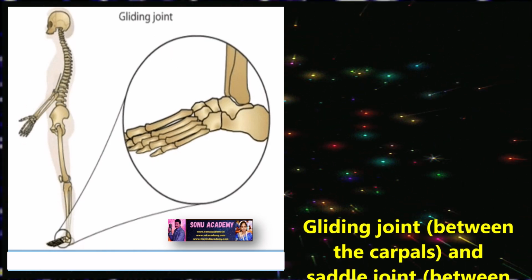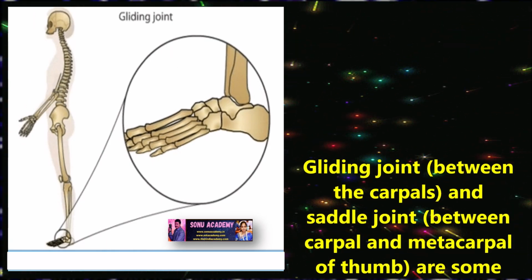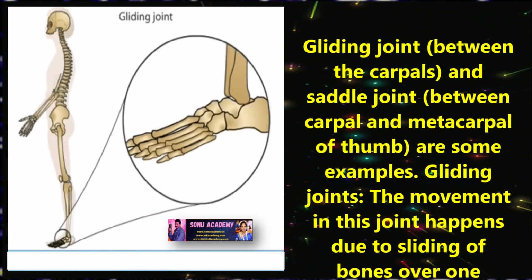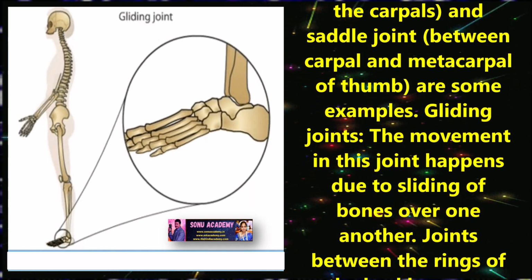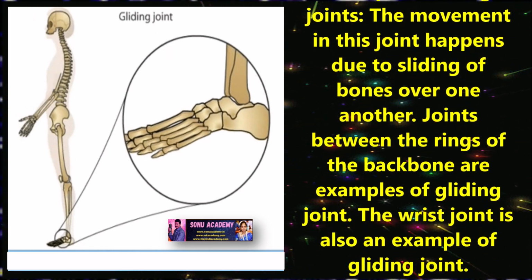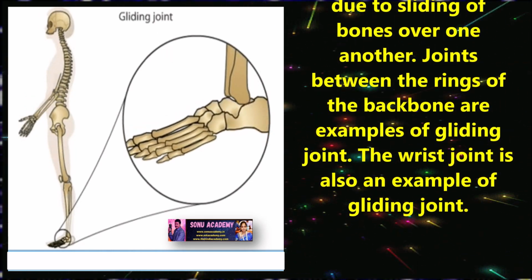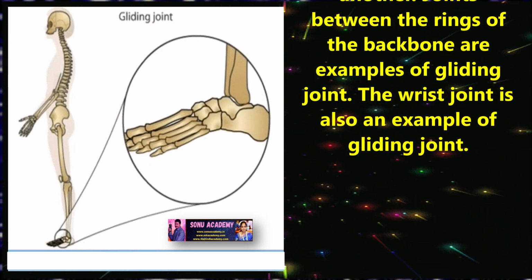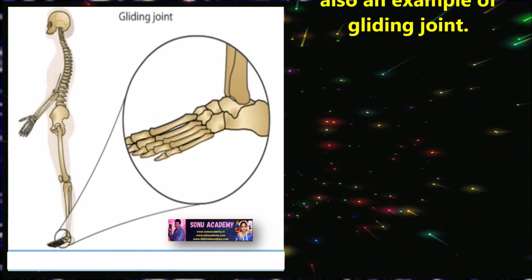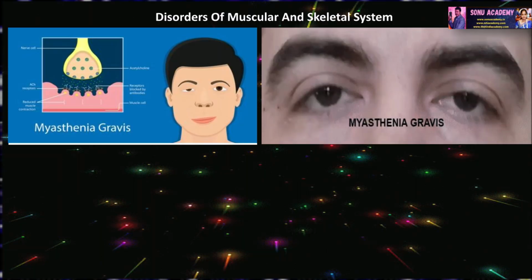Gliding joint. Gliding joint is present in between the carpals, and saddle joint is present in between the carpal and metacarpal of the thumb. Movement in this joint happens due to sliding of bones over one another. Joints between the rings of the backbone are examples of gliding joint. The twist joint is also an example of gliding joint.